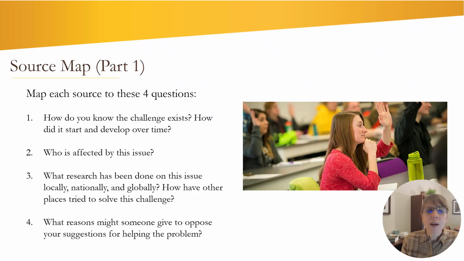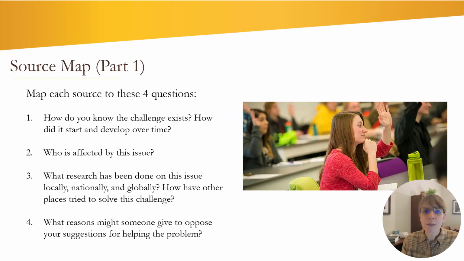So in the first step, they attach each source to one or more of these 4 questions. First, how do students know that the challenge exists? How did it start and then grow or develop over time? Number 2, who is affected by the issue? Locally, outside of the local? Number 3, what research has been done on this issue locally, nationally, and globally? How have other places tried to solve this same challenge or a similar challenge? And number 4, what reasons might someone give to oppose the student's suggested steps for helping the problem?